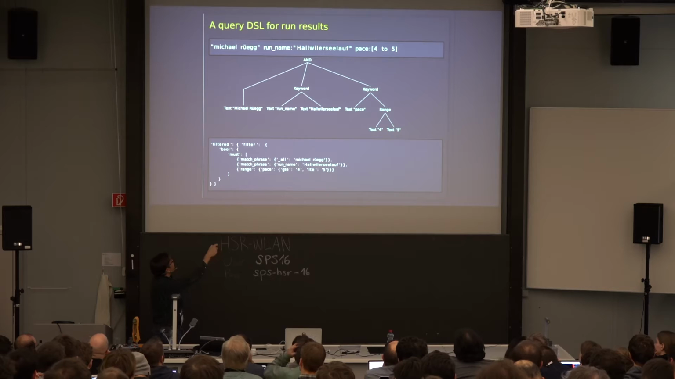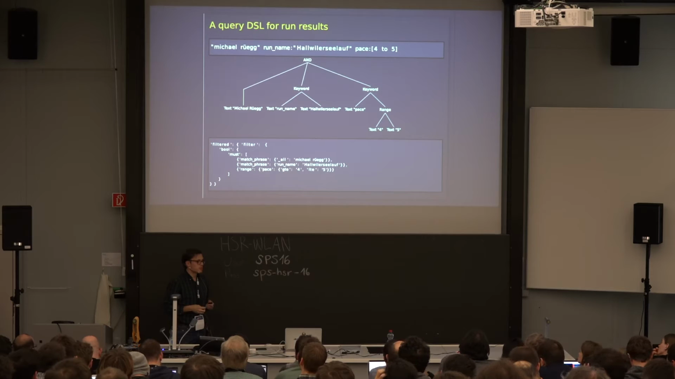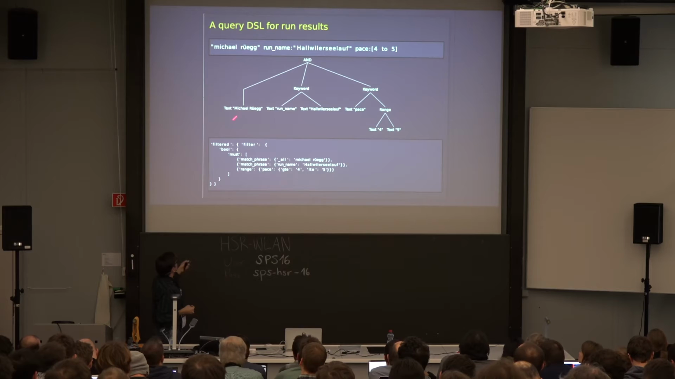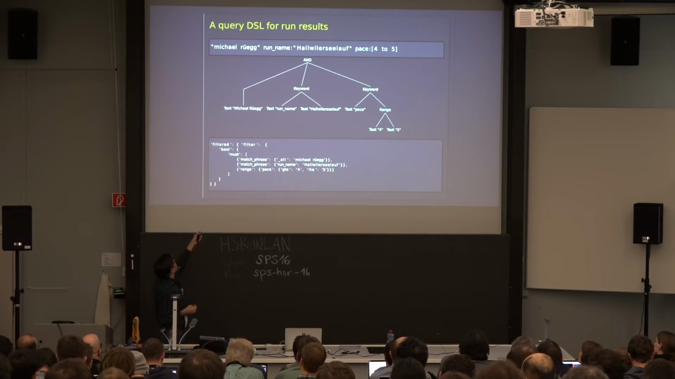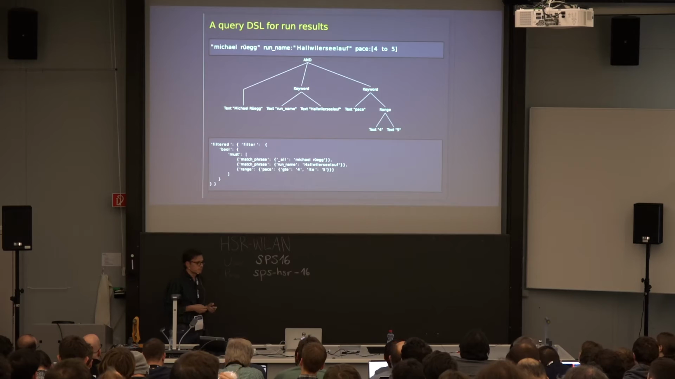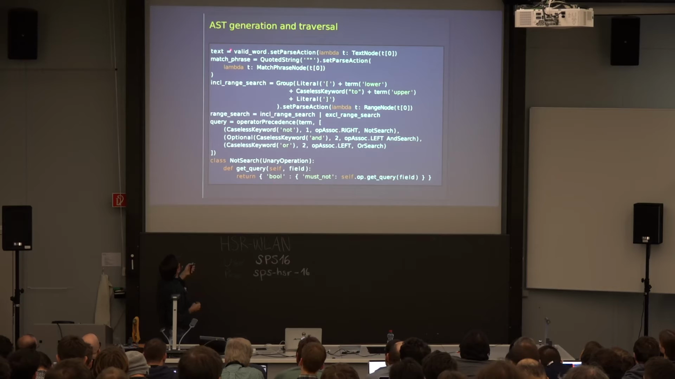So you see the abstract syntax tree of this query here, and what we did was to actually build this. We parsed this input, we built the abstract syntax tree out of it, and we generated the query DSL for Elasticsearch. So from this query, we generated this Elasticsearch query. And I won't go into detail about the generation. We use PyParsing for this as well.